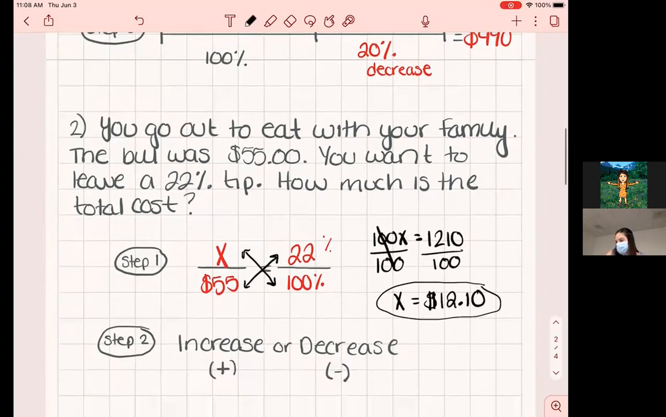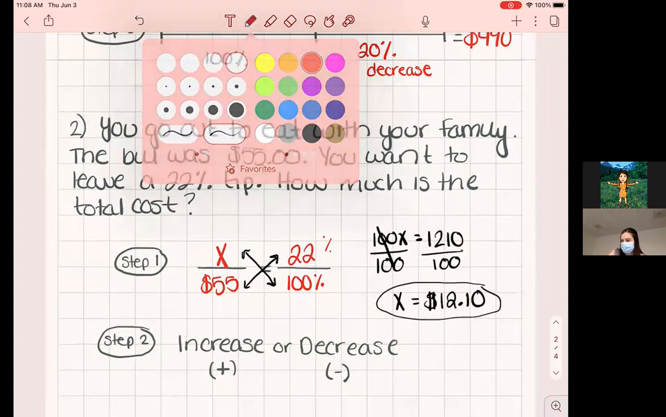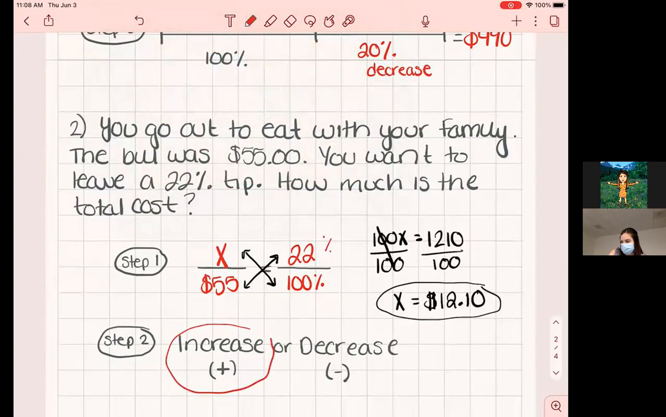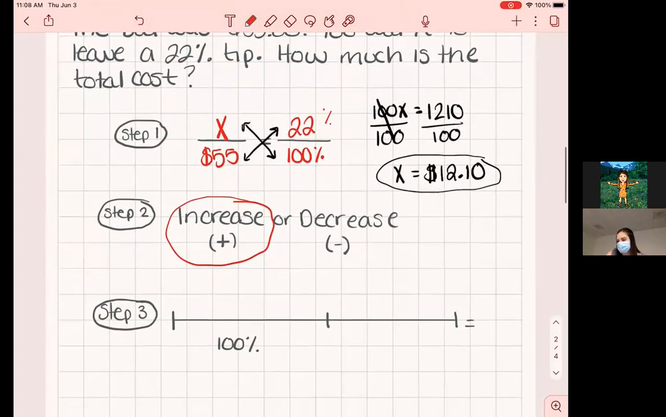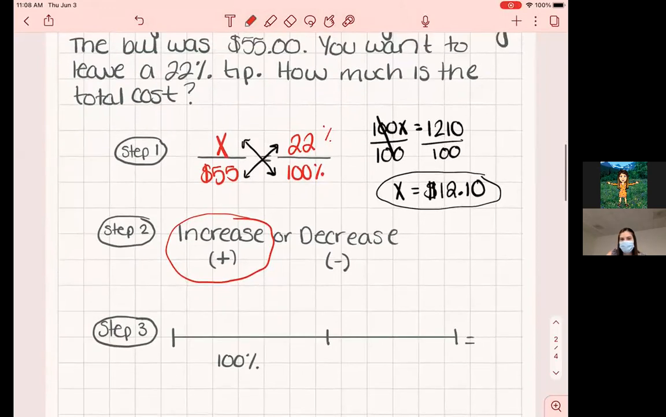Okay, step 2. Take a second to copy this down and then decide: if you're leaving a tip on a bill, is that going to be an increase or decrease? So it's going to be an increase, which means we're going to add. So now use your notes. See if you can fill out this line diagram. I'll pause it and let you work.